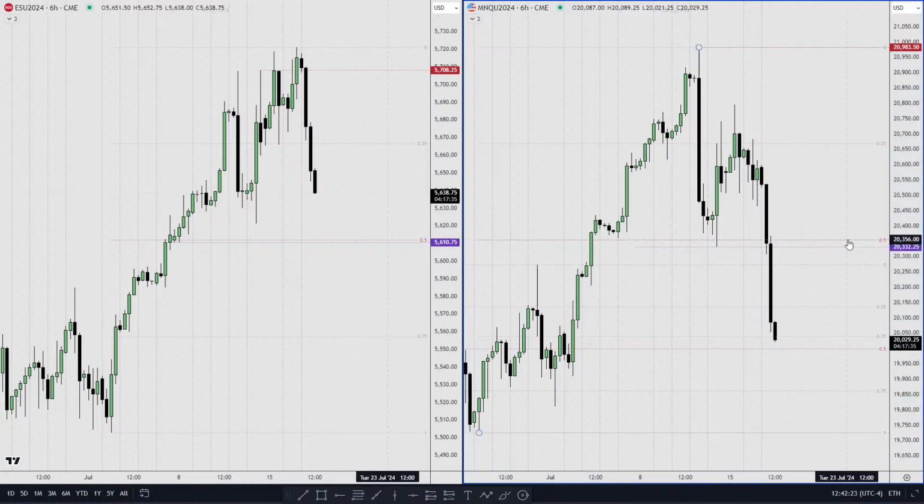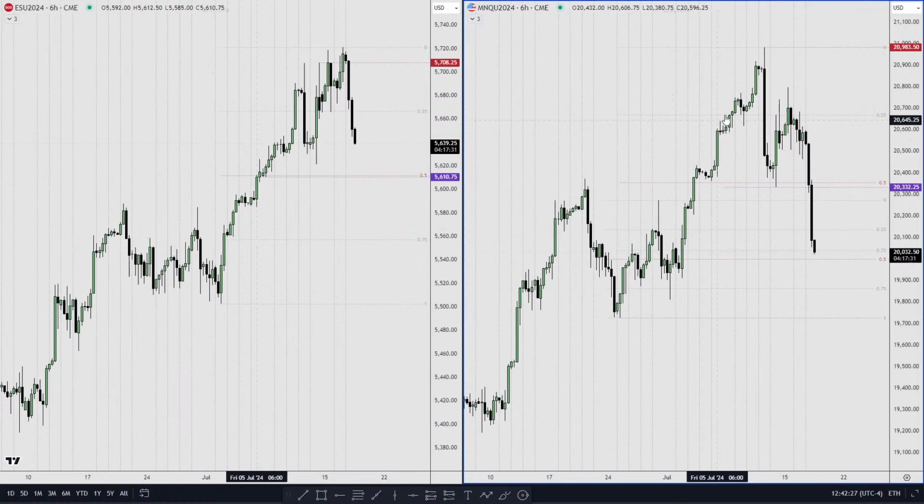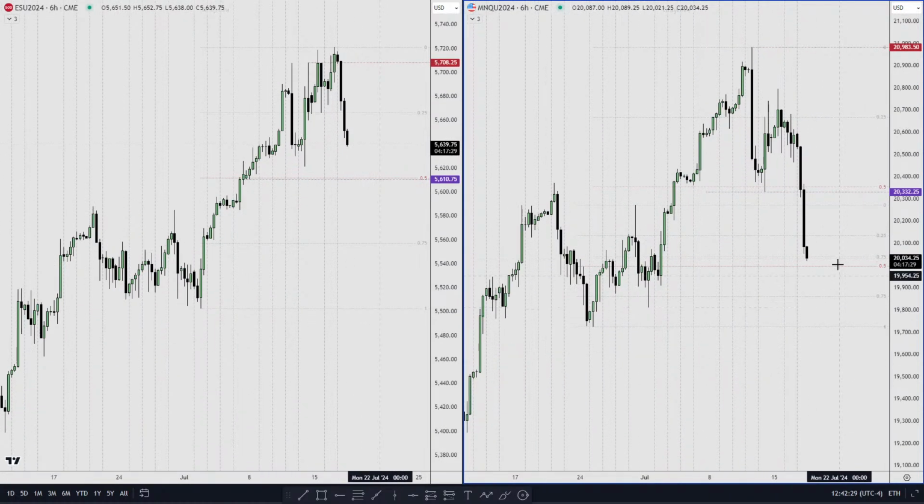Okay, so right now we are below 50% for NQ. That is also why I think that for NQ we're way more bearish, and we're probably going to see a full reversal by the end of the month.